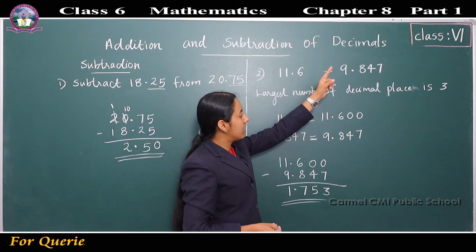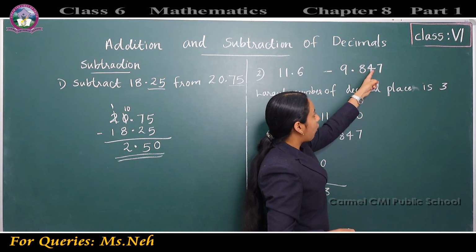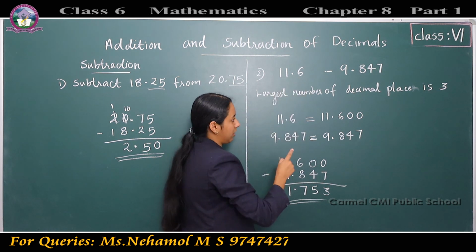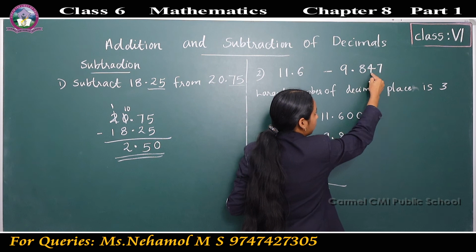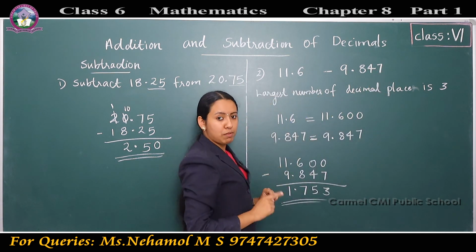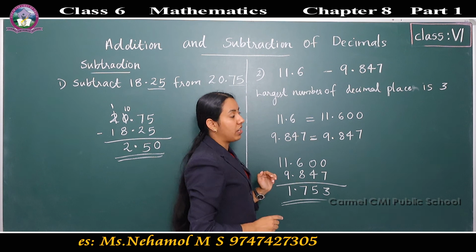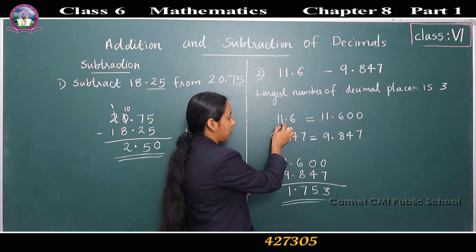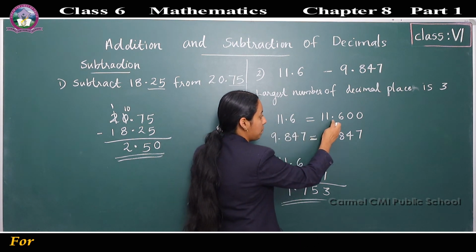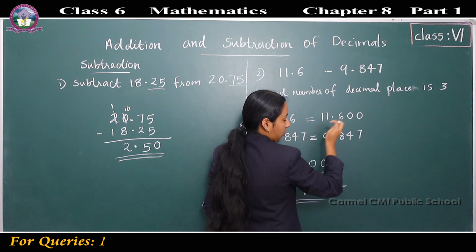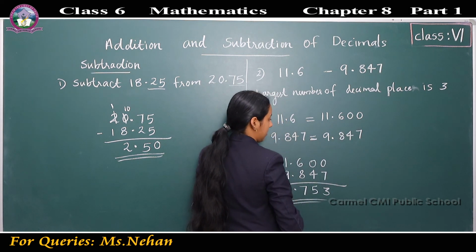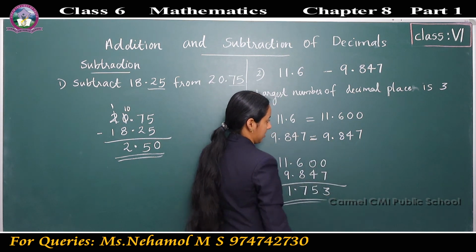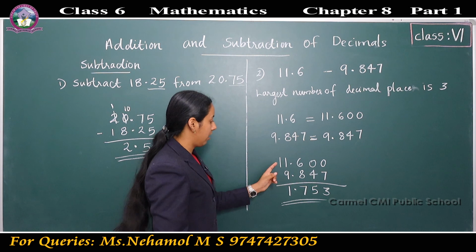11.6 minus 9.847. How many decimal places are here? Only 1. Then what about this number? 1, 2, 3. So the largest number of decimal places is 3. So we have to make 3 decimal places in all numbers. 11.6 becomes 11.600. Now 3 decimal places. What about 9.847? Write it as itself, 9.847. Then next step, subtraction.